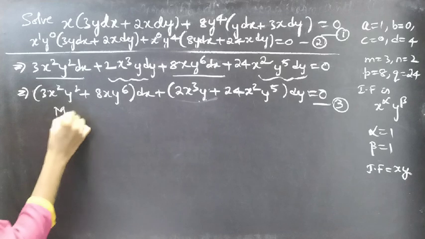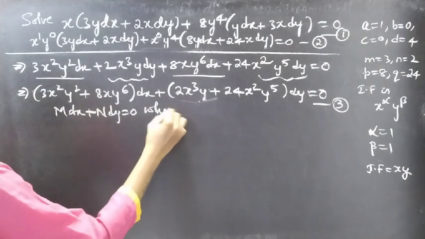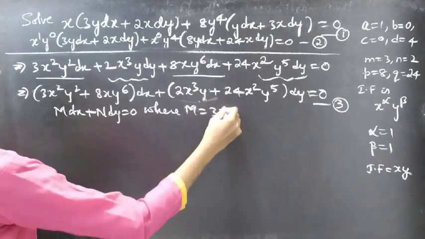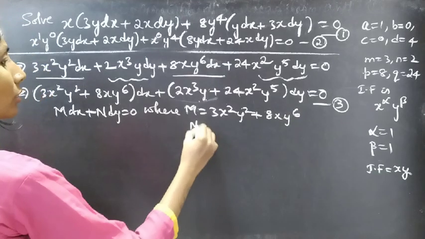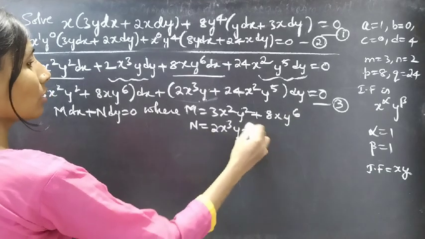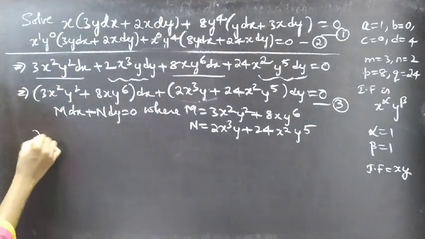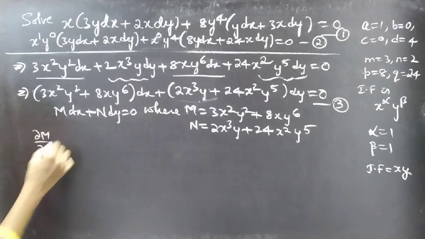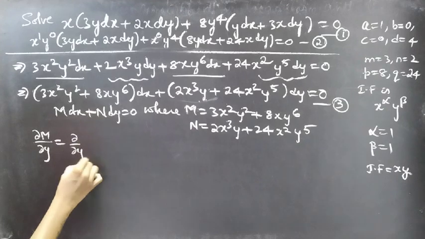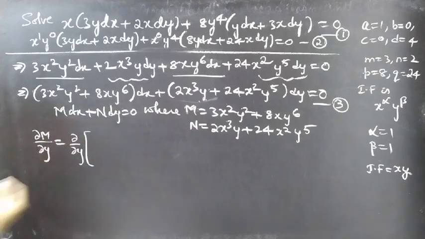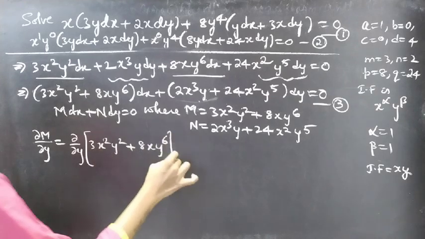This is of the form M dx plus N dy equal to 0, where M equals 3x²y² plus 8xy⁶ and N equals 2x³y plus 24x²y⁵. Okay, now we are going to find the partial derivative of M with respect to y, and later we'll go for the partial derivative of N with respect to x. So this is equal to ∂/∂y of M, 3x²y² plus 8xy⁶.